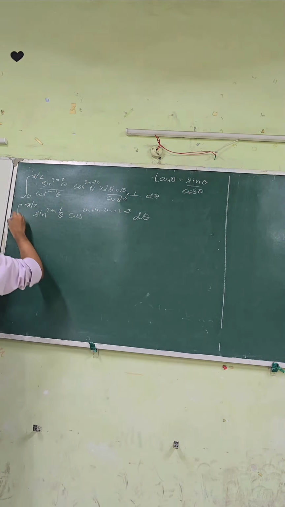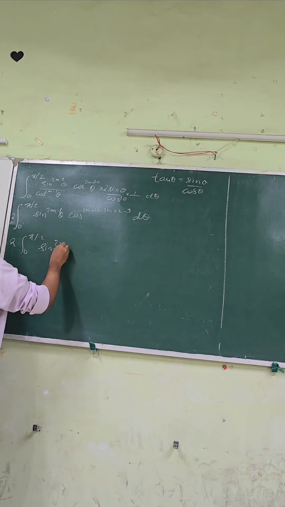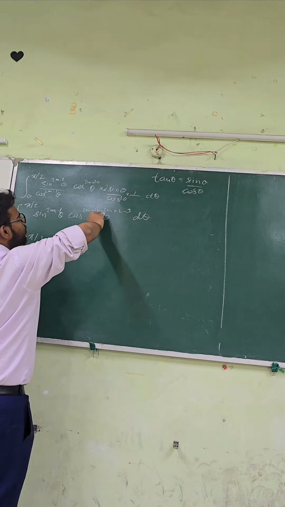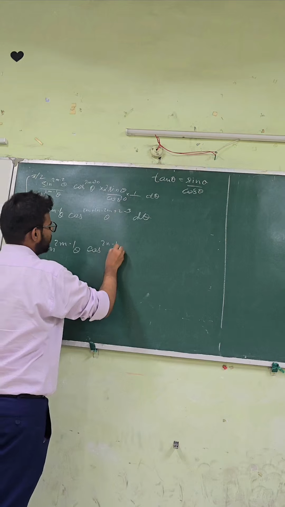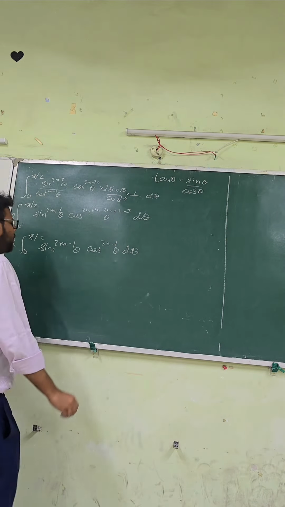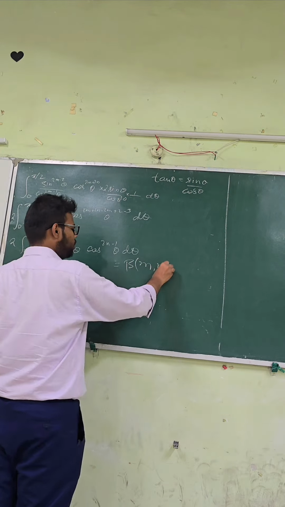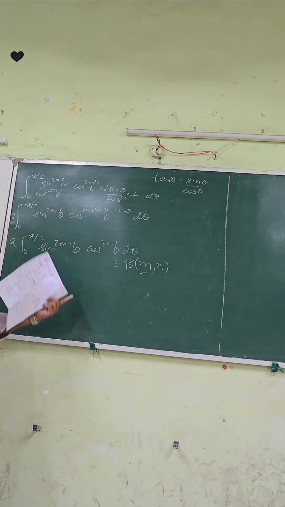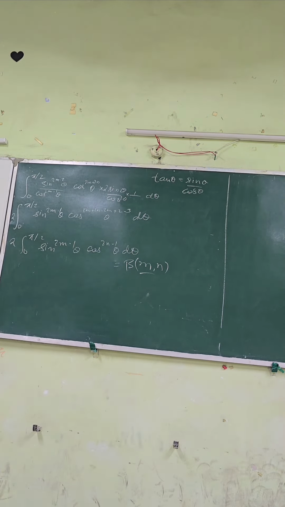Obviously 2 will be outside, so 2 times the integral 0 to pi by 2 sine 2m minus 1 theta, 2m and 2m cancel, and this becomes cos of 2n minus 1 theta d theta, right? And this is equal to beta of m comma n, right? You know the polar form of that beta, beta m n, right? It is this, right? That is what we had to prove. Okay, it is as simple as that. It looked like it was very difficult, but it is very easy when you solve it, right? Okay.